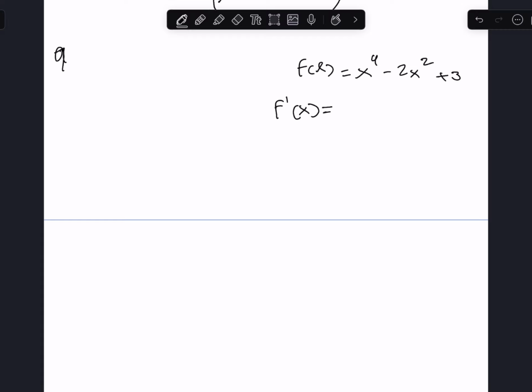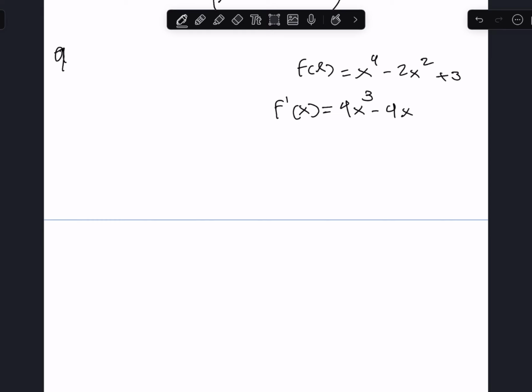We use the power rule to find the derivatives of these terms. x to the 4, carry the 4 across, 4 minus 1 is 3. We get 4x cubed. 2x squared is going to become minus 4x, right? 2 is taken to the front. 2 times 2 is 4. 2 minus 1 is 1. And then since 3 is a whole number, it has no exponents, it turns into 0. We simply don't include that.